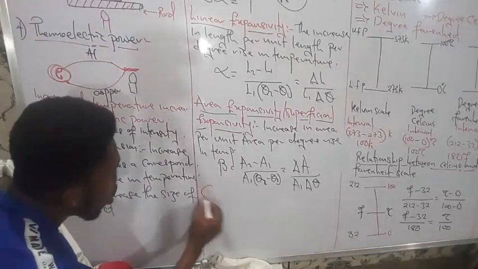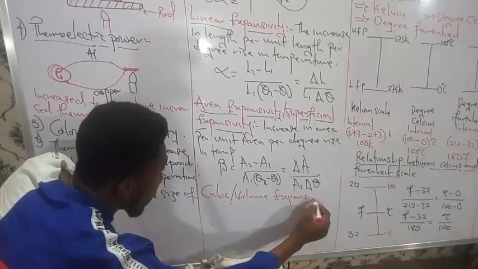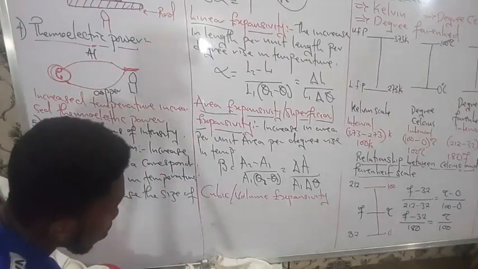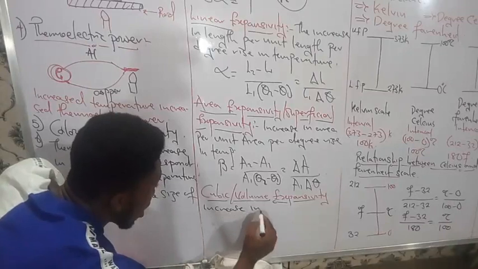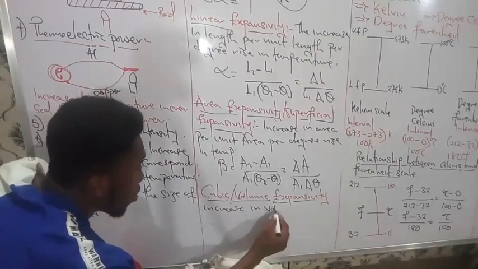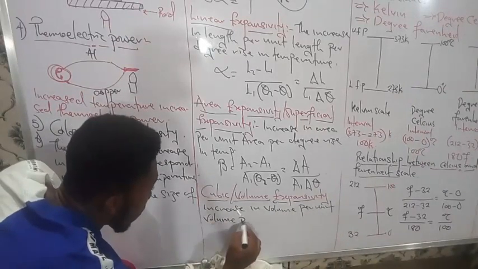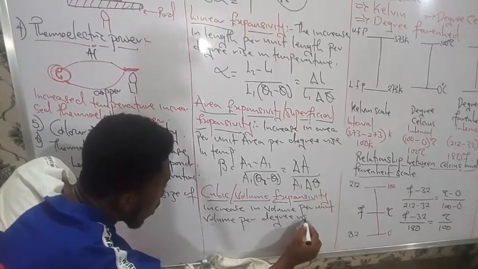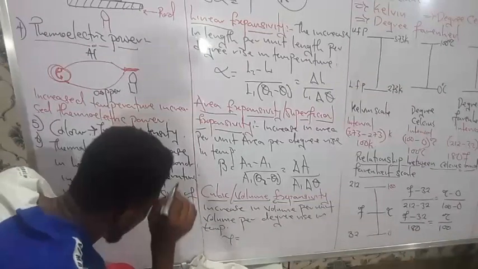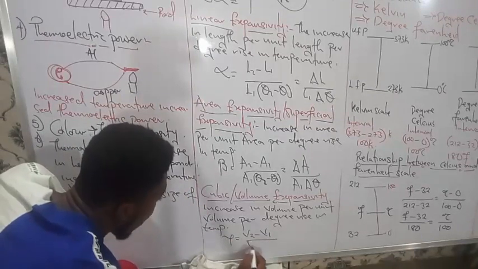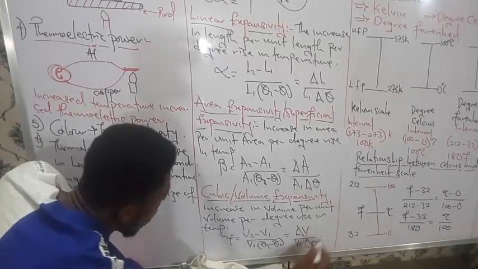So that last one is cubic or volume expansivity. The cubic or volume expansivity is the increase in volume per unit volume per degree rise in temperature. And that is represented as gamma equals V2 minus V1 followed by V1 in brackets, that means the change in V over V1, over the change in temperature.